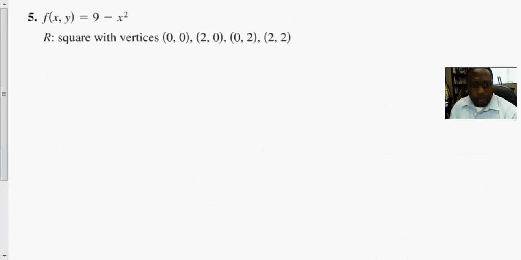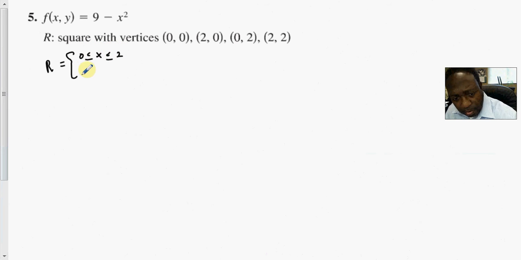Let's see. Here, this region is a square. So here 0 is less than or equal to x less than or equal to 2, and 0 less than or equal to y less than or equal to 2.